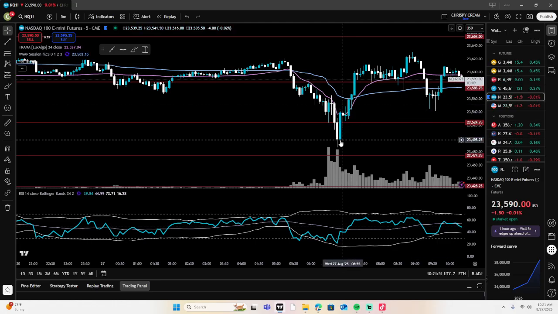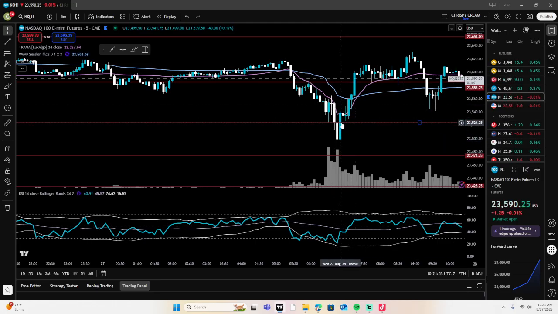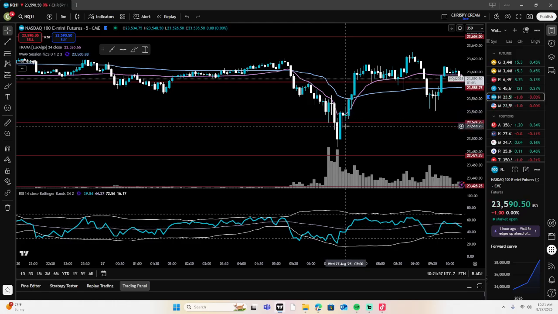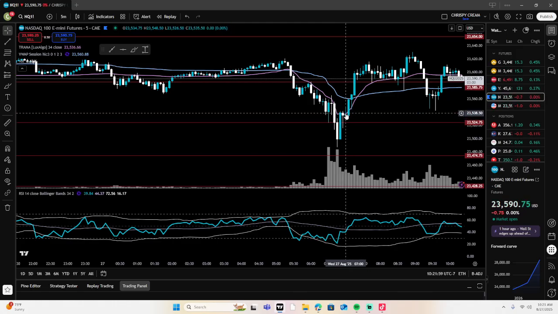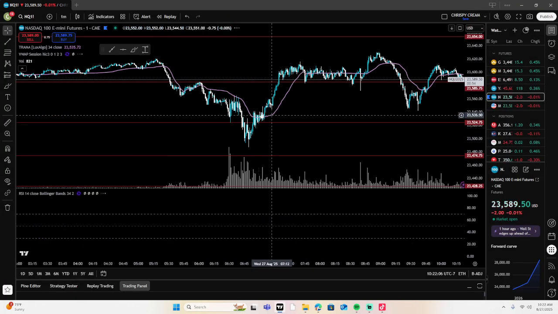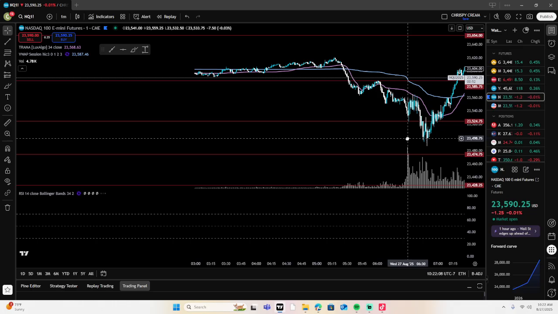Actually, yeah, it's that 524 level. After I took a long there, I hit my TP1, which is a 1 minute trauma, and then I got stopped out. I took like a $150 loss, and then I took another trade after that.